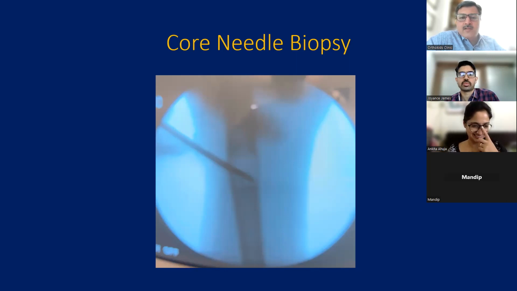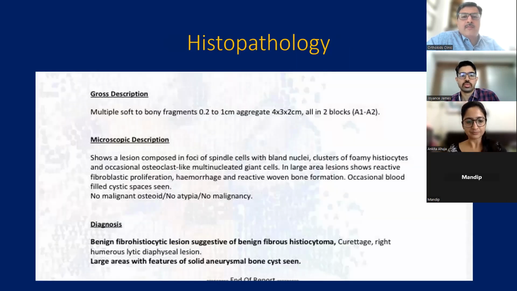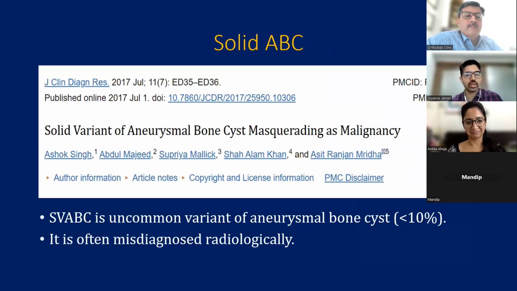So let's move ahead to what we found on biopsy. The core needle biopsy histopath report came as suggestive of large features of solid aneurysmal bone cyst. There is one article published from AIIMS New Delhi, published in JCDR 2017. The solid variant of the aneurysmal bone cyst is very uncommon, in less than 10% of all ABCs, and it's also a diagnostically challenging diagnosis.